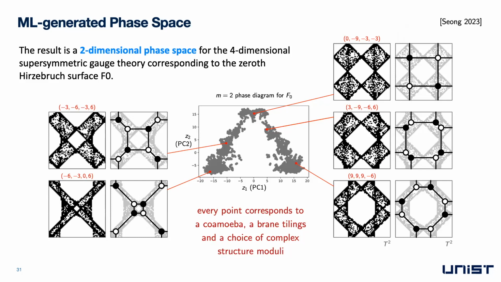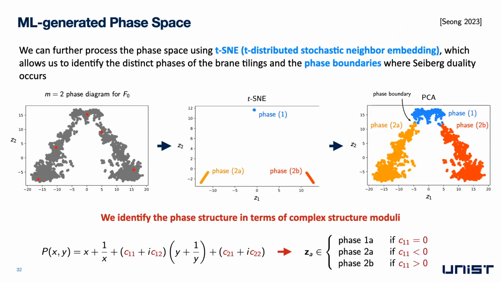And now you can see that this diagram is basically a geometric phase diagram, where on one side you have points that are parameterized in terms of certain values of the principal components that come from the complex structure moduli associated to the co-amoeba projections. And on the other side, you have the other points that will correspond to other instances of the same geometry, but in terms of different values of the complex structure moduli. In fact, if you use more advanced machine learning methods, this becomes even more clear.